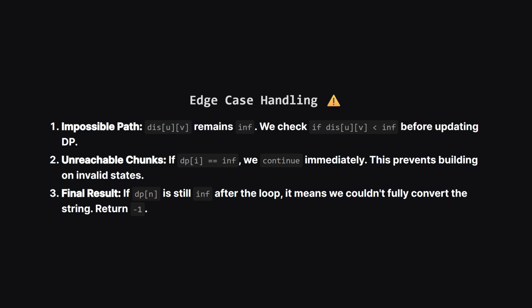Handling edge cases is critical here. First, what if a conversion is impossible? Our distance matrix will hold infinity for that pair, so we simply check for that before updating our DP. Second, what if the string itself can't be partitioned validly up to a certain point? Our DP value at that index will be infinity, so we skip processing it. And finally, after checking everything, if the last value in our DP array is still infinity, it means there's no way to convert the entire string, so we must return -1.